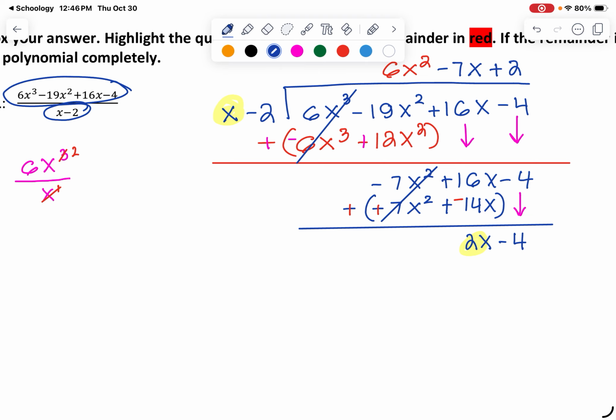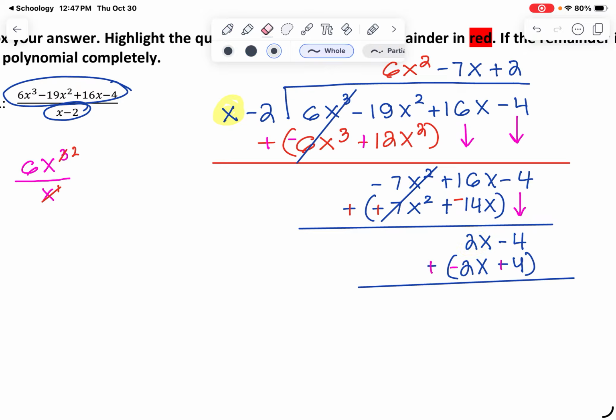All right, now once I write something up here, I have to multiply this by that term. So 2 times x is 2x. 2 times negative 2 is negative 4. Put that in parentheses, subtract it off the entire polynomial. I don't like subtraction, so I turn it into addition, and then I distribute my negative. I'm gonna get rid of this highlighter since directions say to do something with yellow highlighter.